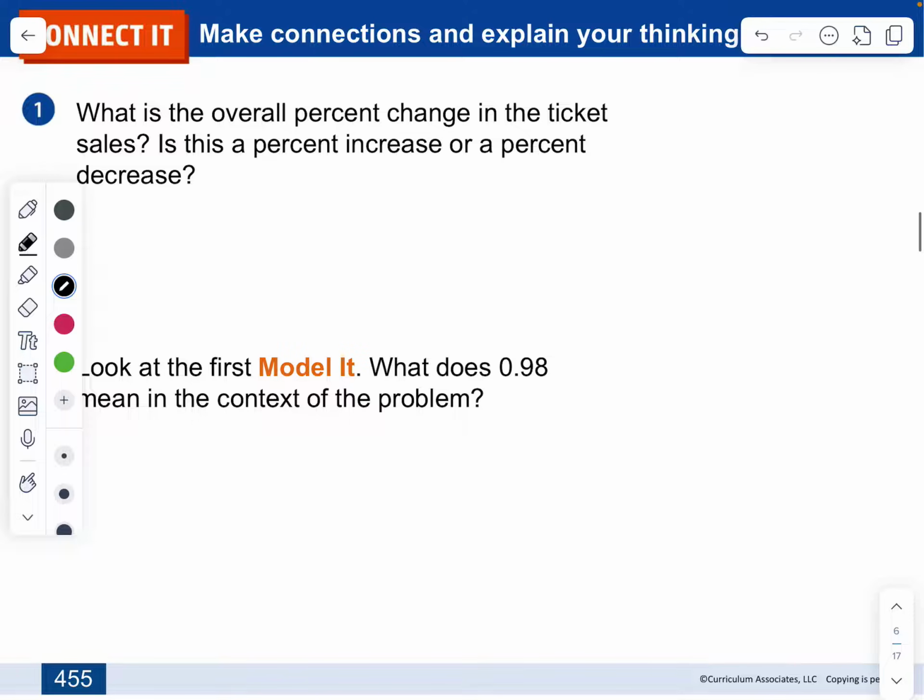On page 455, what is the overall percent change in the ticket sales? Is this a percent increase or a percent decrease? So we know that the overall was 2%, and it went from 100% to 98%, so we know that it was a decrease.